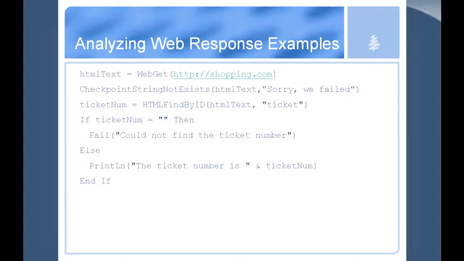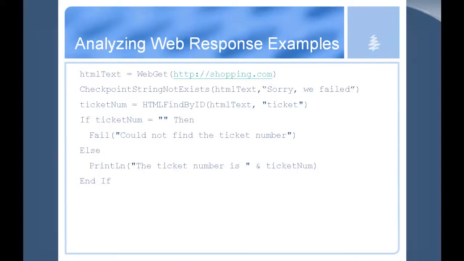After that, now I'm confident that I got back a page I expect to get, as opposed to our friendly error page. So now I do an HTML find by ID. I know somewhere in there is an item with ID ticket, or there should be anyway, and I put the result of that in my ticket num variable.